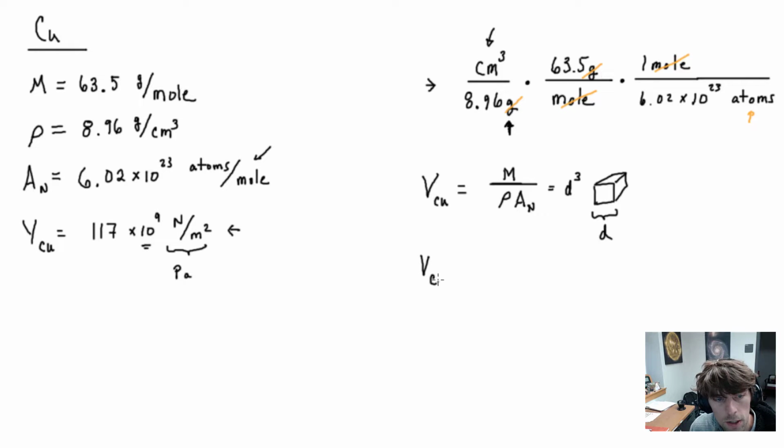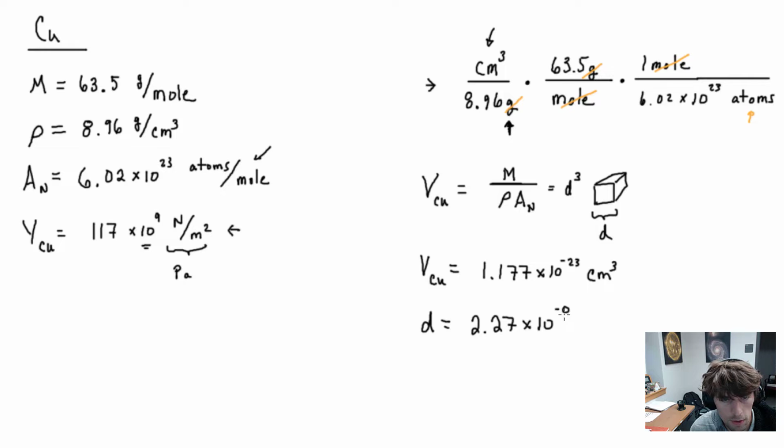I get the volume of the copper atom is equal to 1.177 times 10 to the negative 23rd. This would be in cubic centimeters, because that was in cubic centimeters. If I take the cube root of that, so I raise that to the 1/3, I get something like d, the distance between the atoms, is something like 2.27 times 10 to the negative 8th centimeters.